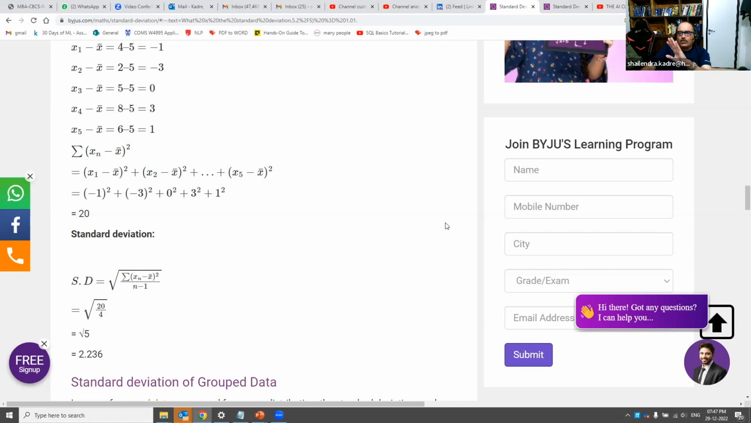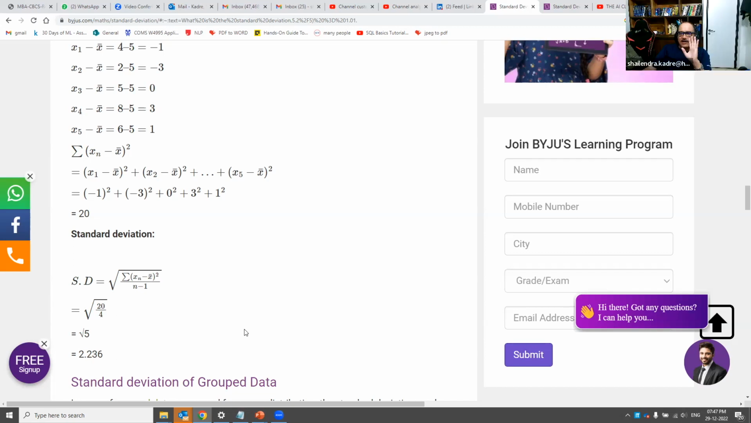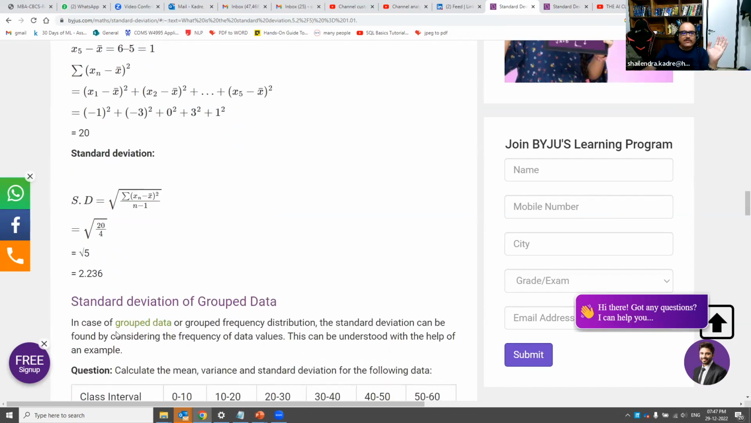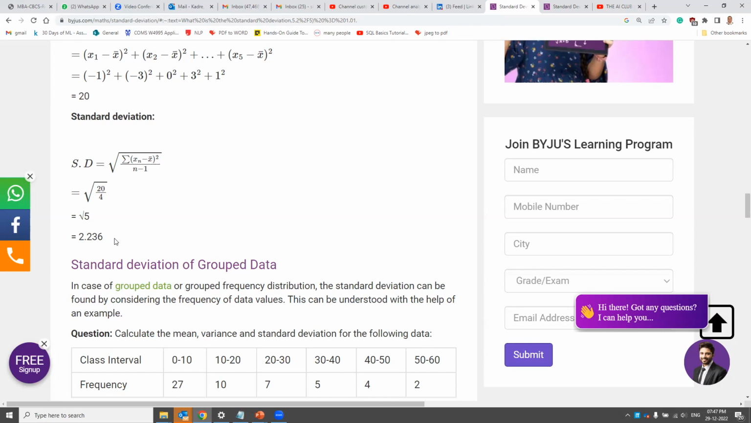So you found out how to calculate standard deviation. Now, in one of the classes, I told you how to calculate variance from standard deviation. Does anybody remember how to calculate variance from standard deviation? It was the square of standard deviation, right? So standard deviation is 2.236. So what will be the variance here? How much will be the value of variance?